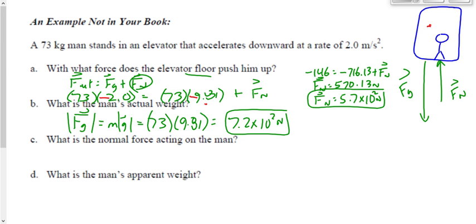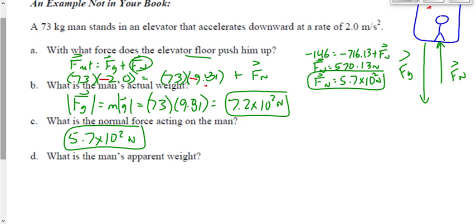What is the normal force acting on the man? Boy, you don't want to make this one harder than it has to be. 5.7. Yeah, look, we just calculated that, right? We found the force of the floor pushing up. We said that was the normal force. We've already got it. What's the apparent weight of the man? How heavy does he feel? 5.7 times 10 to the 2. Remember, we said weight is the force of gravity. Apparent weight is the normal force.